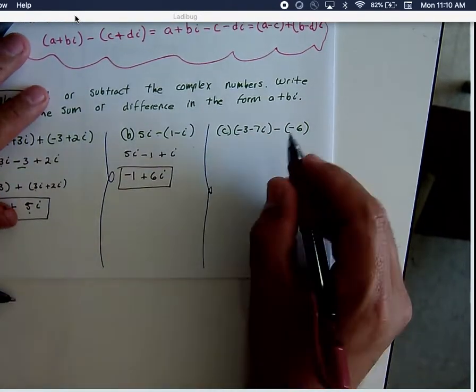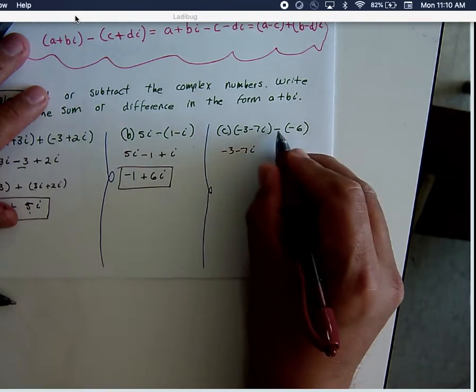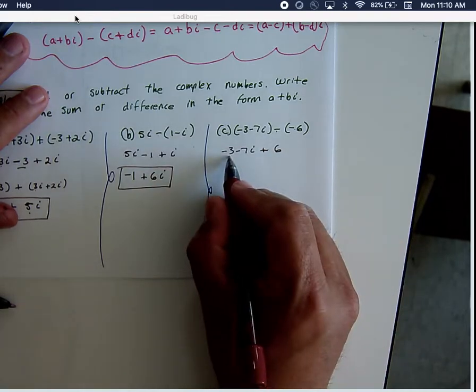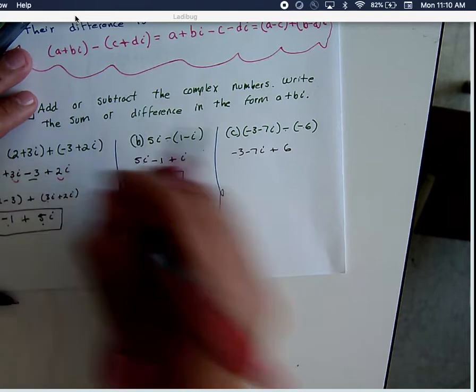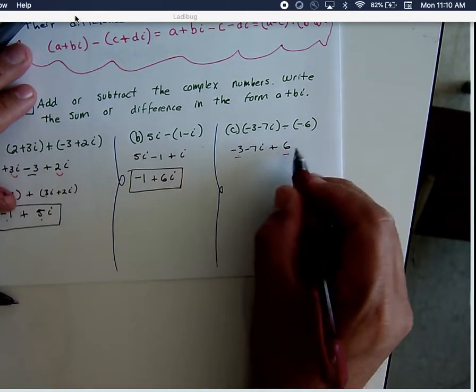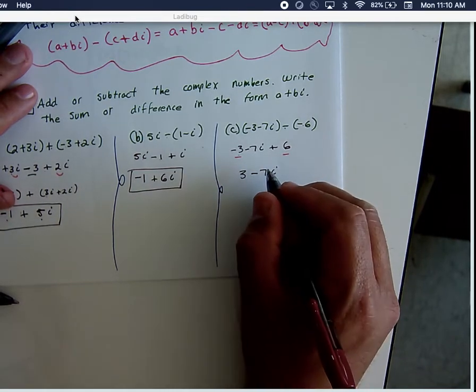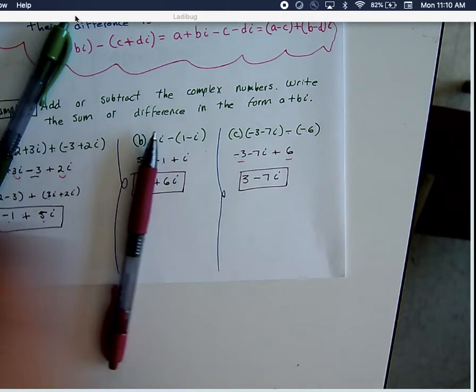For this one, you would have negative 3, negative 7i. Negative times a negative would be positive 6. So combine the like terms. Combine these two. Negative 3 plus 6 would be positive 3 minus the 7i. And that would be the answer. And I'm going to stop there for this video.